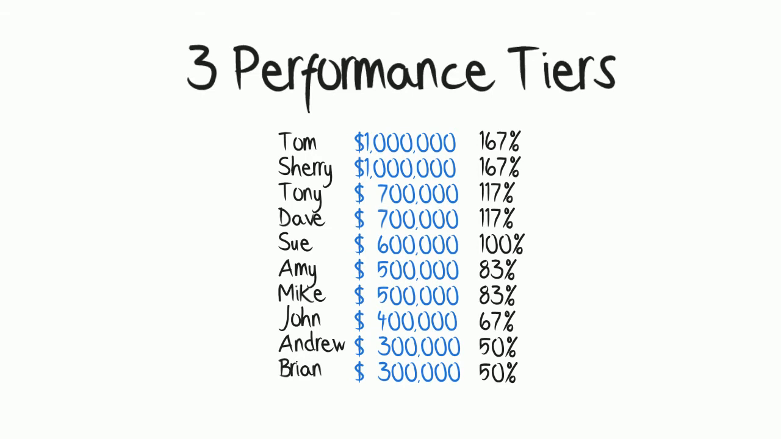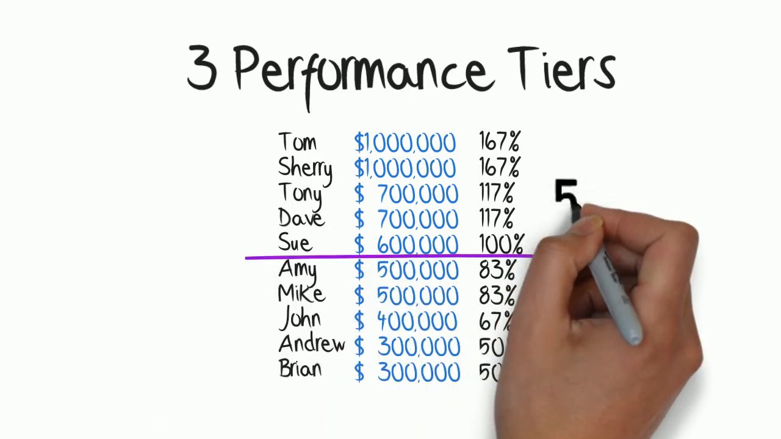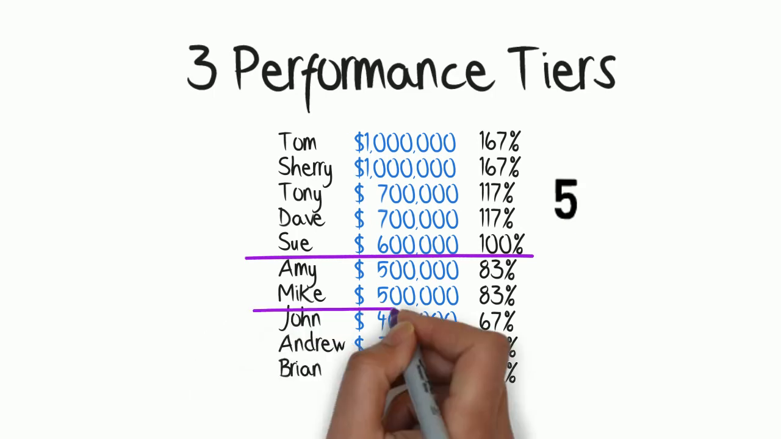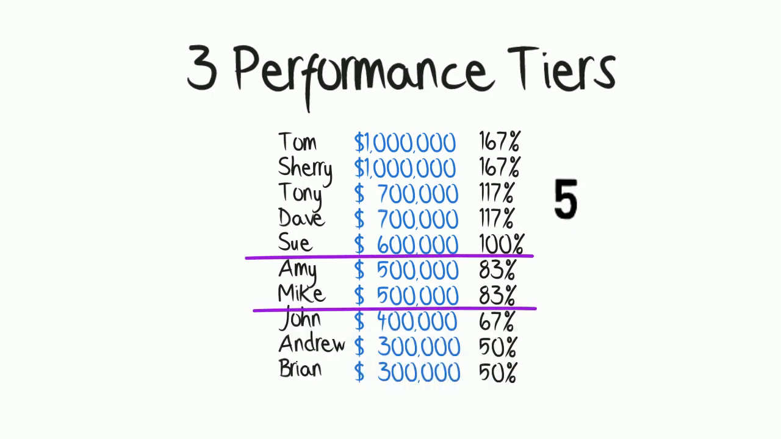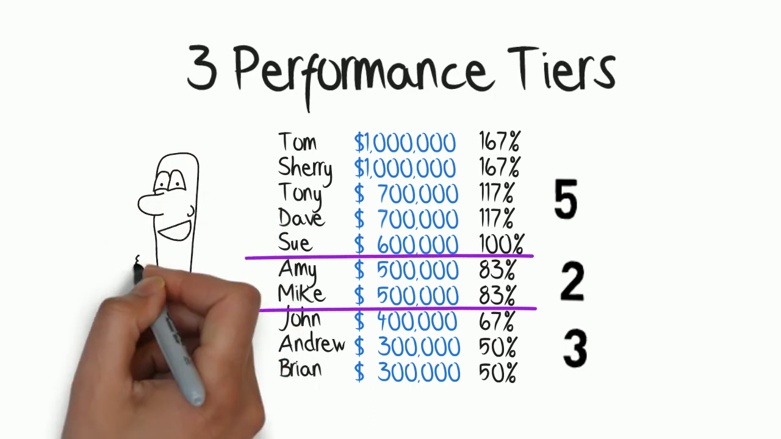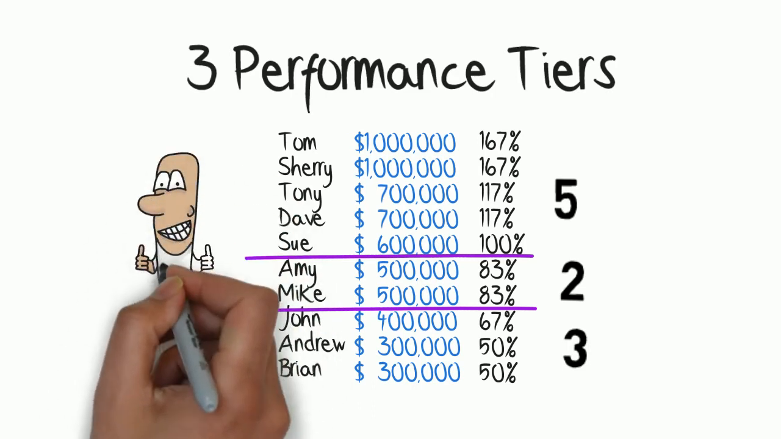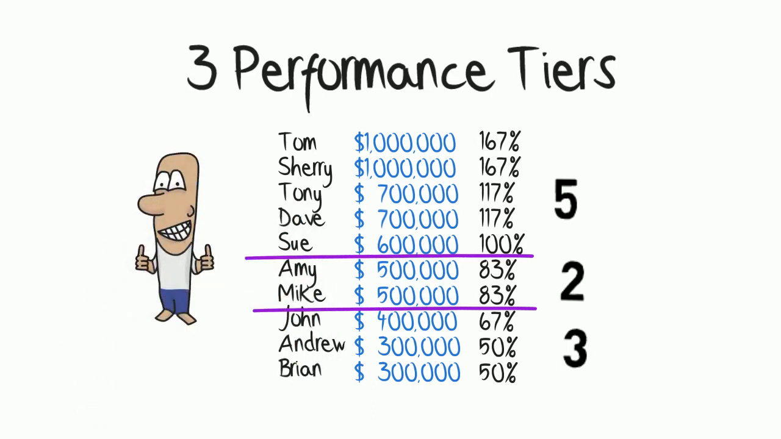Okay, let's see. Tier 1. Why not everyone over 100%? There are 5 of them. Tier 2. Well, I would put Amy and Mike in there, so that is 2 in the middle tier, and that leaves Tier 3 for John, Andrew, and Brian. 3 at the bottom tier. So there we go, and it makes sense.